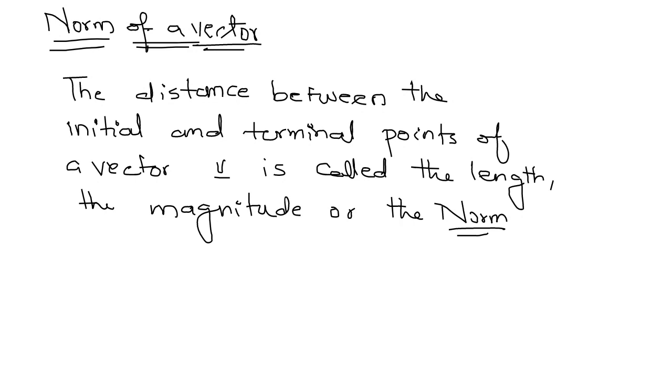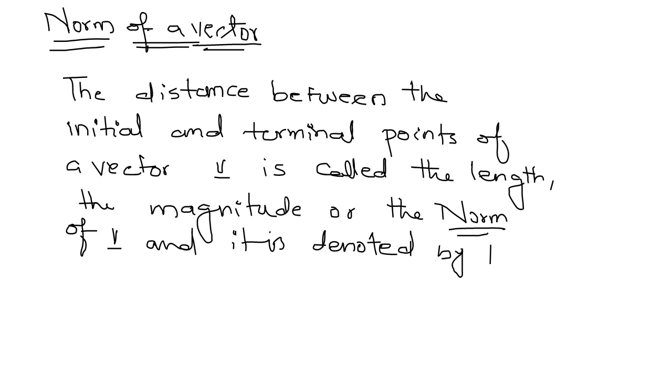So whether you say the length of a vector, the magnitude of a vector, or the norm of a vector, it is the same formula. The magnitude or norm of V is denoted by the norm of V, like this.